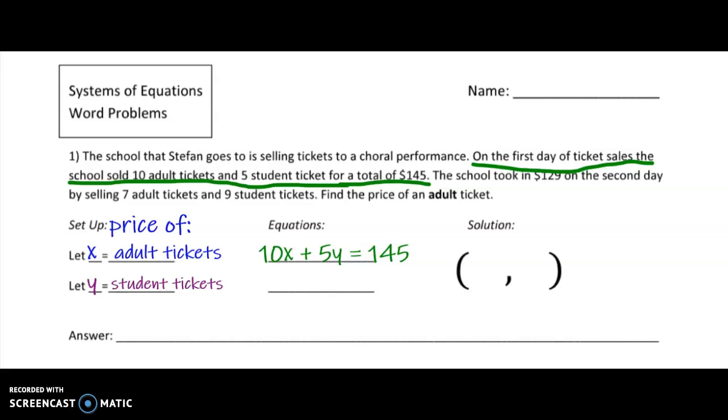Then it says, on the second day, the school took in $129 by selling 7 adult tickets and 9 student tickets. So much like the first equation, you're going to write 7 times the price of the adult tickets, which is x, so 7x plus 9y, and that's going to give you your total, which was $129. So that's my second equation. That's the hard part.